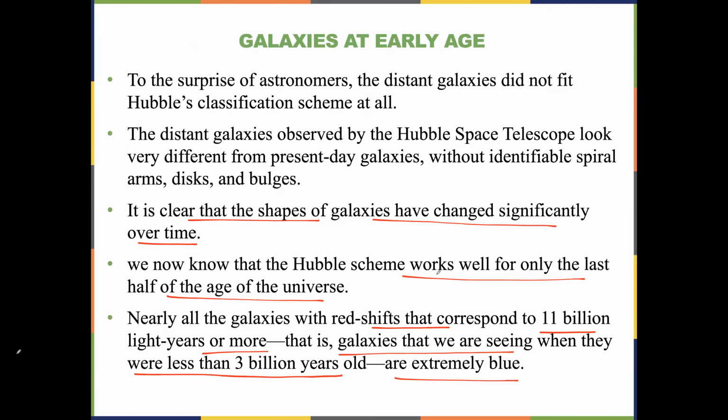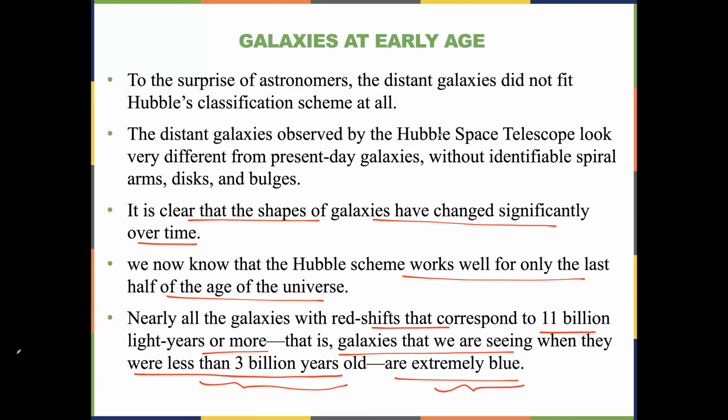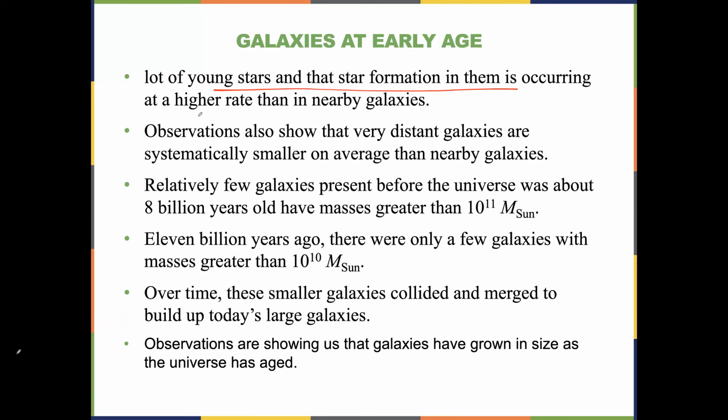So that tells us that these galaxies, when they are less than 3 billion years old, are extremely blue, right? And you know the reason, because they have star formation going on. A lot of young stars, and the star formation in them is occurring at a very high rate compared to nearby galaxies, right? These early galaxies have very high star formation rates.